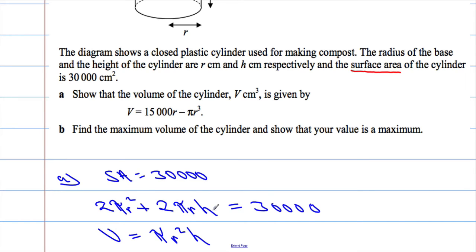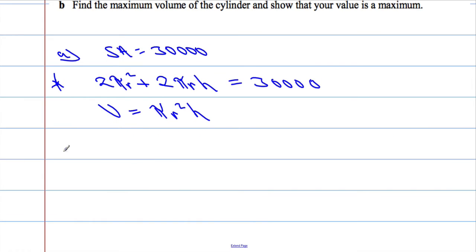Now what we're going to need to do is work out what h is, because our formula doesn't have any h in it. So I'm going to manipulate this equation here and get it in terms of h. Okay, so first thing I'm going to do is take 2 pi r squared away from both sides. In fact, I'm going to make life a little bit easier for myself. Let's factor out 2 pi r.